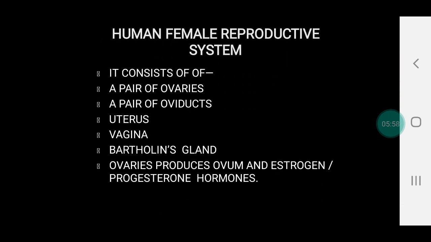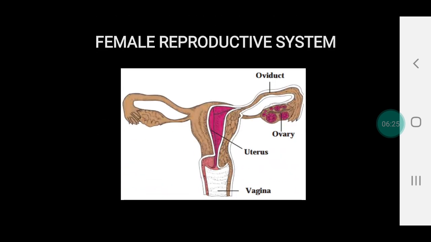Now we'll study the female reproductive system. It consists of a pair of ovaries, a pair of oviducts, uterus, vagina, and Bartholin's gland. The ovary produces the ovum and female sex hormones, that is estrogen and progesterone. So this is the structure of the female reproductive system.